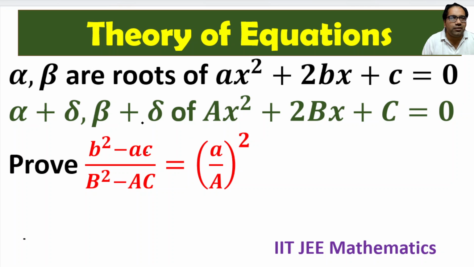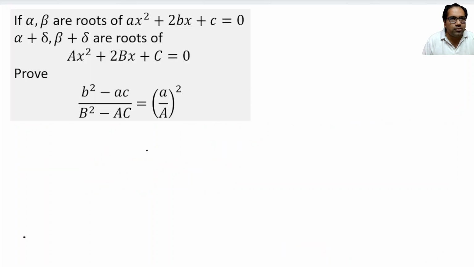Then we have to prove that (b² − ac) by (B² − AC) is equal to (a by A) whole square. Right guys? Basically, we have to get a relation between small abc and capital ABC, given that their roots are related like this.